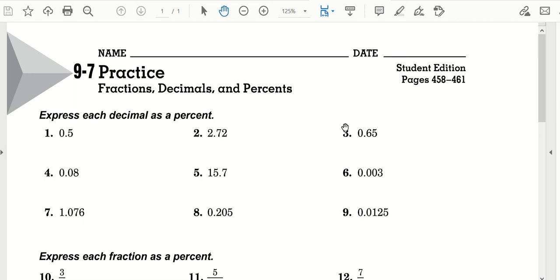All right, y'all, short video today. First, we're going to talk about 9.7 fractions, decimals, and percents. This first section here, we're going to express each decimal as a percent.